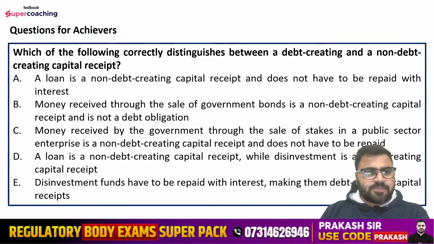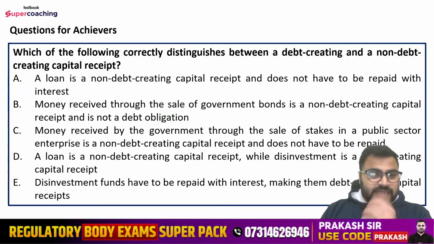So the achievers question in the previous session was: which of the following correctly distinguishes between a debt creating and a non-debt creating capital receipt? Options are: a loan is a non-debt creating capital receipt and does not have to be repaid with interest. Money received through the sale of government bonds is a non-debt creating receipt and is not a debt obligation. Money received by the government through the sale of stakes in a public sector enterprise is a non-debt creating capital receipt and does not have to be repaid. A loan is a non-debt creating capital receipt while disinvestment is a debt creating capital receipt. Disinvestment funds have to be repaid with interest, making them debt creating receipts.